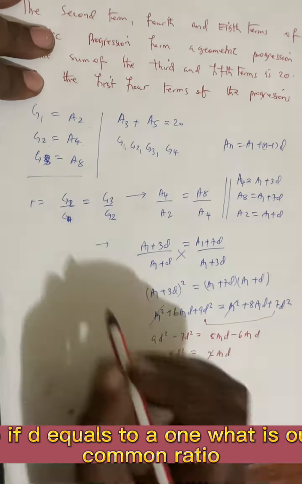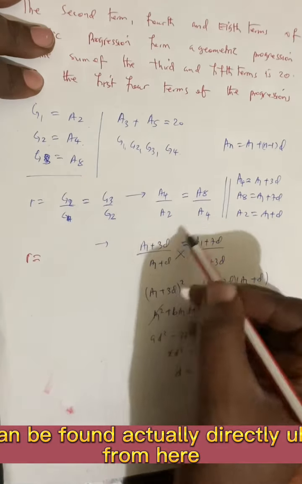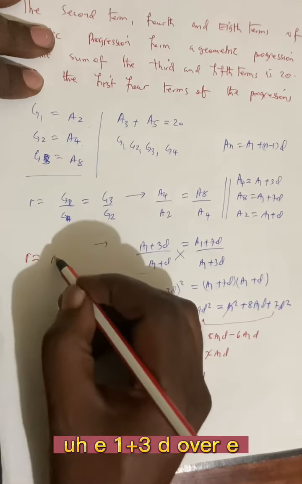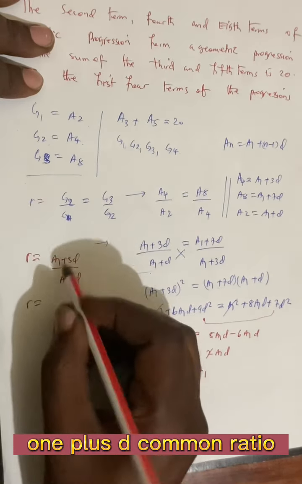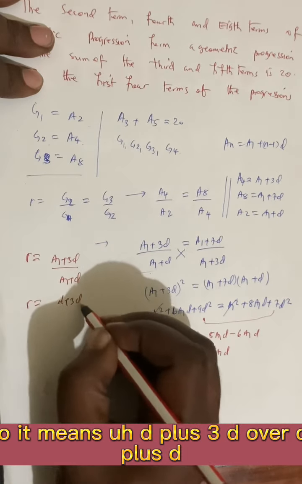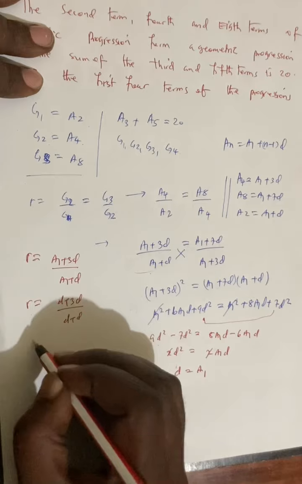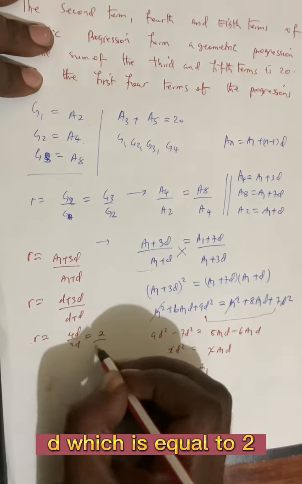So if D equals A1, what is our common ratio? Our common ratio can be found directly from here, A1 plus 3D over A1 plus D. A1 equals D, so it means D plus 3D over D plus D. The common ratio is going to be 4D over 2D, which is equal to 2.